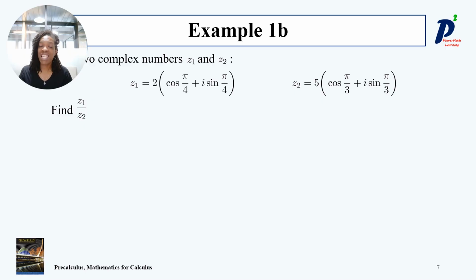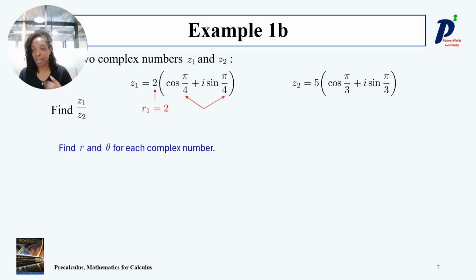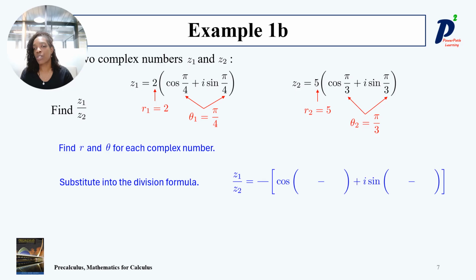So 1b is the exact same set of complex numbers, but now we're dividing instead of multiplying. So first, I'm going to find my r and my theta, which we should have from our previous problem. And then I'm going to substitute it into our division formula, which is we're going to divide our two moduli, and then we're going to subtract our two arguments. The order is important, remember, for subtraction, so make sure you've got it right. Subtraction and division step.